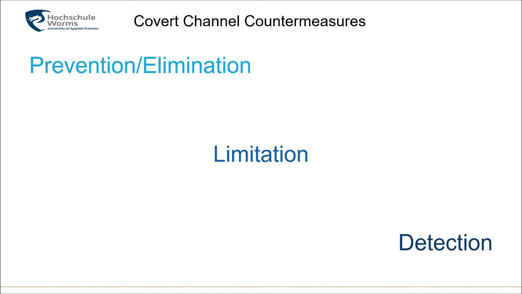In general, we can do three things. Either we can try to prevent or eliminate a covert channel, be it in the system design phase using the shared resource matrix methodology, or be it during the operating phase of the network or system. Secondly, we can limit the channel capacity of such a channel. And thirdly, we can try to detect it at least.